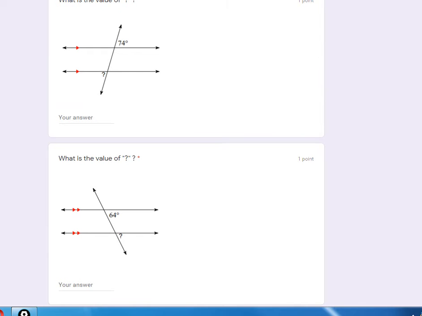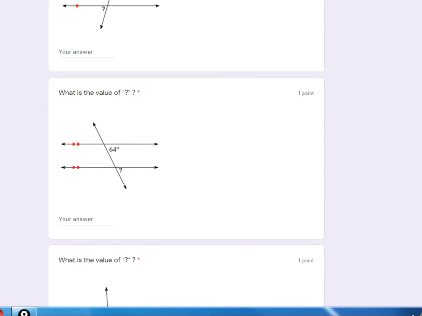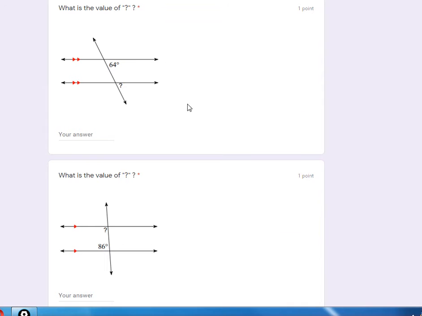Okay, here we go. We need to find the value here. So when I'm looking at this, I know that this is the same as this because of alternate, so opposite, exterior. So the answer is 74 degrees. Okay, let's get rid of that and scroll here. Here we go. What is the angle? So same spot, same position. We're going to say that's going to be equal to 64.